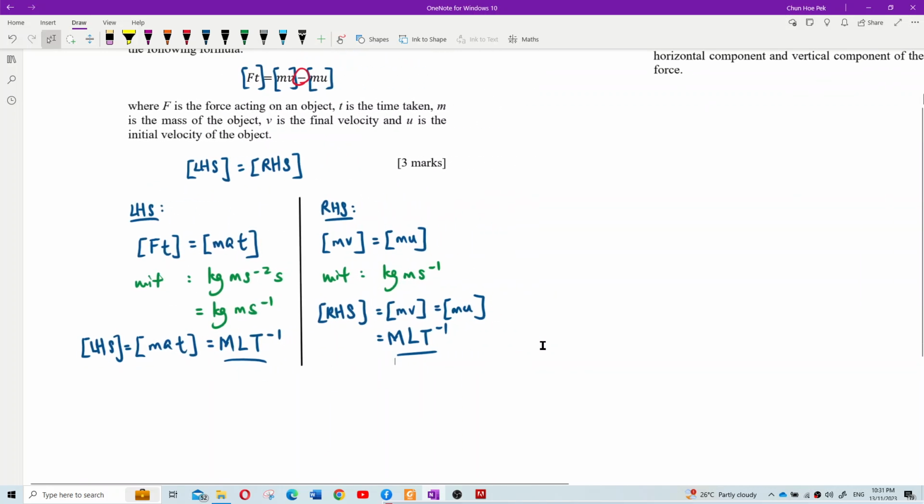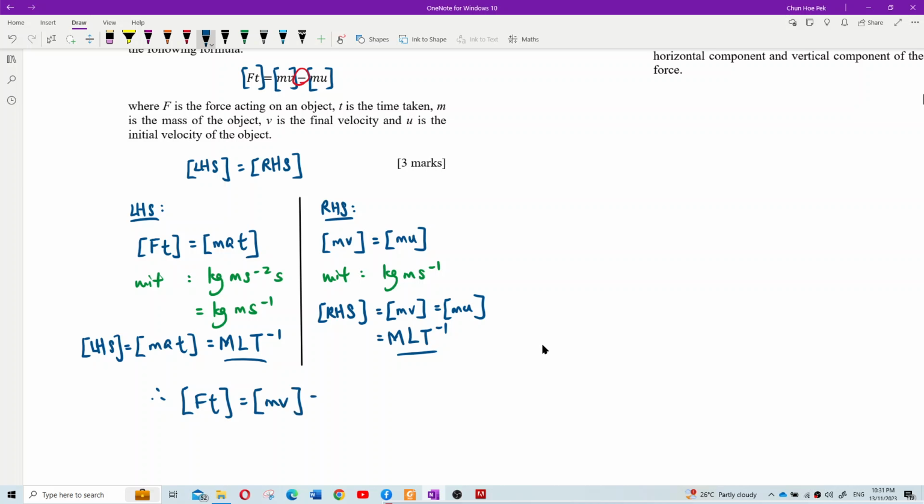So we can make a conclusion that the dimension of force times time is equal to the dimension of mass times velocity, and equal to the dimension of this, which is M L T negative 1. So the unit is kilogram meter per second. Okay, so that's the answer.